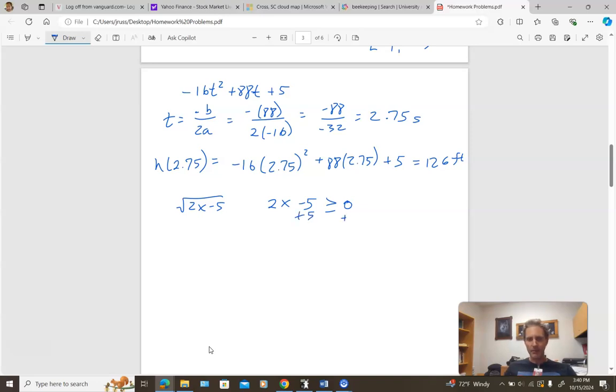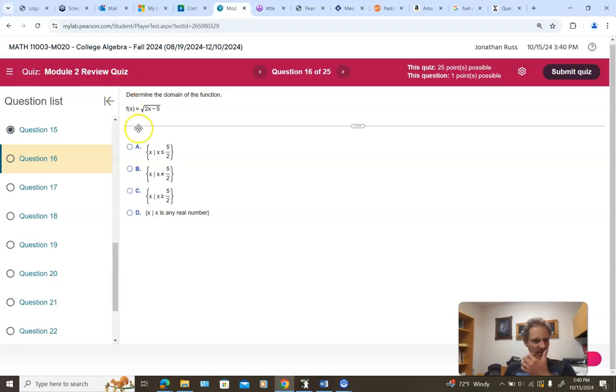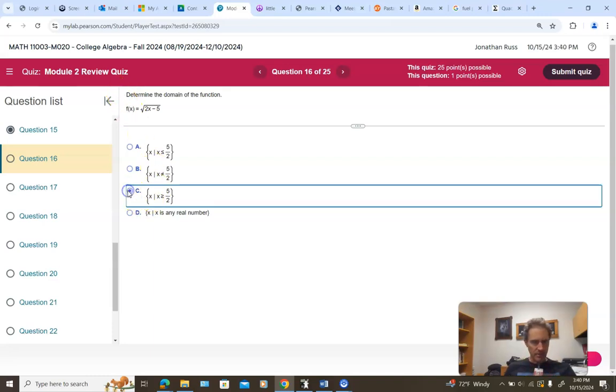So I'm going to add 5 to both sides. So I get that 2x would have to be greater than or equal to 5. And then when I divide both sides by 2, I get that x has to be greater than or equal to 5 halves. So that is the domain. It's all the numbers, including 5 halves, and bigger. Okay, so it's got to be choice C. This one is multiple choice.